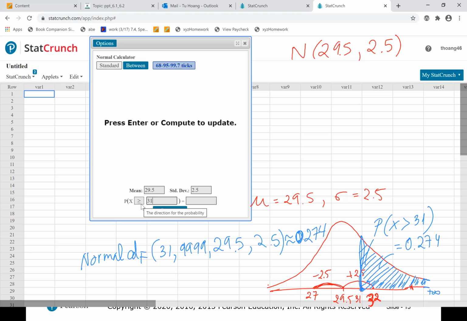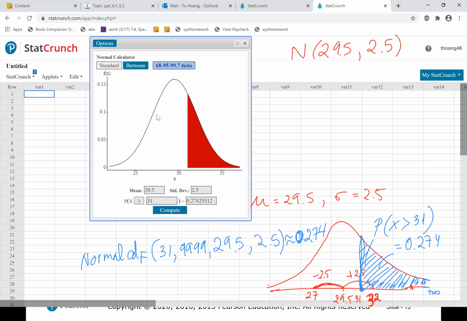Because it's a normal distribution, it doesn't matter whether the equal sign is included or not. So it's just greater than or equal to 31, then it's going to compute. It shows you right away the curve and the area, and the answer here is 0.274, which is exactly the same as the TI-83 showed me, right? So it looks like this one is pretty easy.